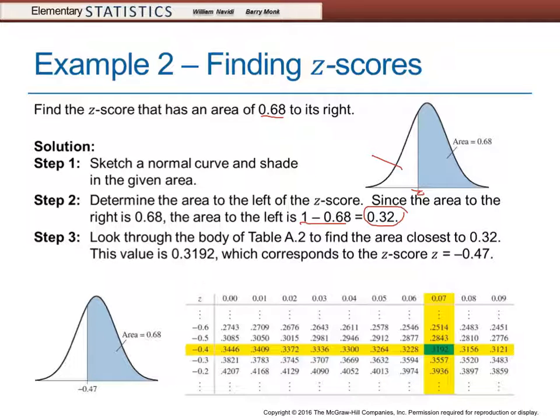Now we can find z by going inside the table and searching for the area closest to 0.32. In this case, it's 0.3192. And so our z value that corresponds to this value is negative 0.47.